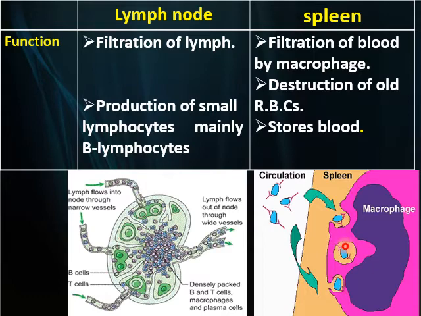For the spleen, the function is related to blood. First, it is filtration of blood by macrophages, also destruction of old RBCs. Also, it is a big reservoir of blood in our body.